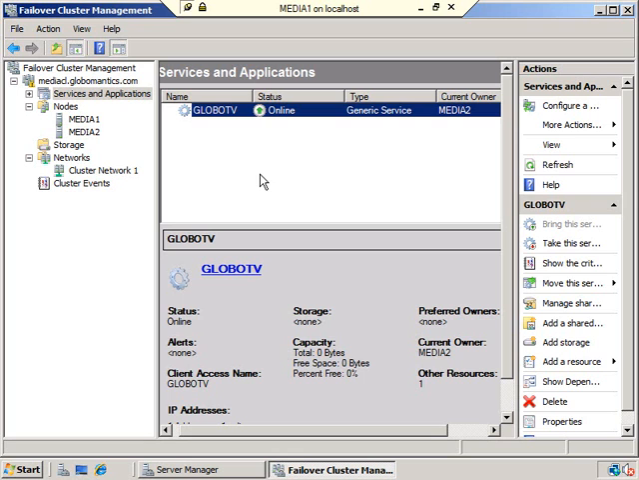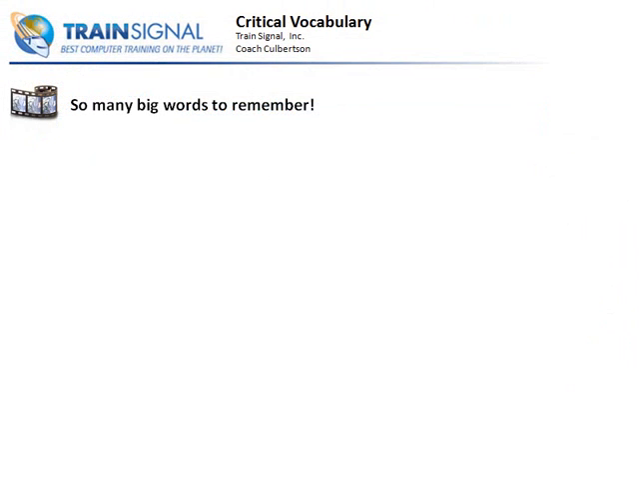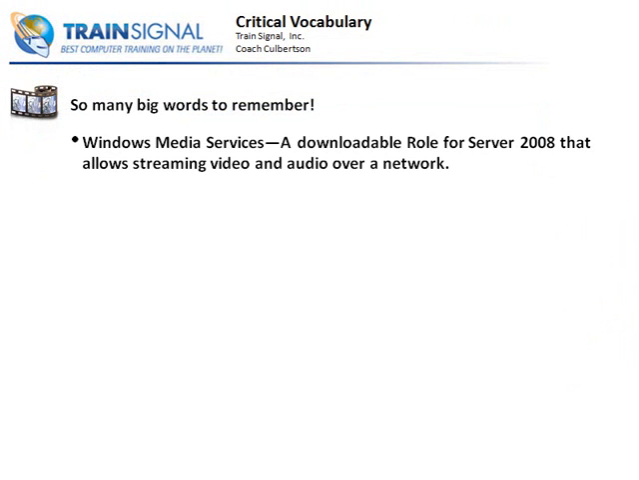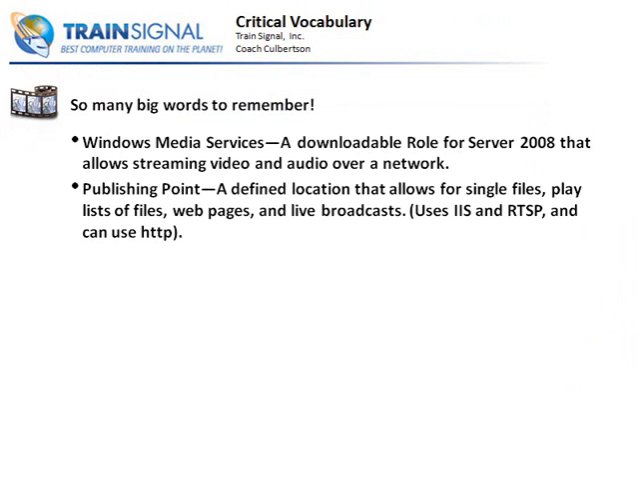Okay, friends, the experiment was a semi-success, so we'll count that. Let's go back to the slides and wrap up this video. All right, so let's go through our critical vocabulary real quick. Windows Media Services is a downloadable role for Server 2008 that allows streaming video and audio over a network. A publishing point is a defined location that allows for single files, playlists of files, web pages, and live broadcasts.